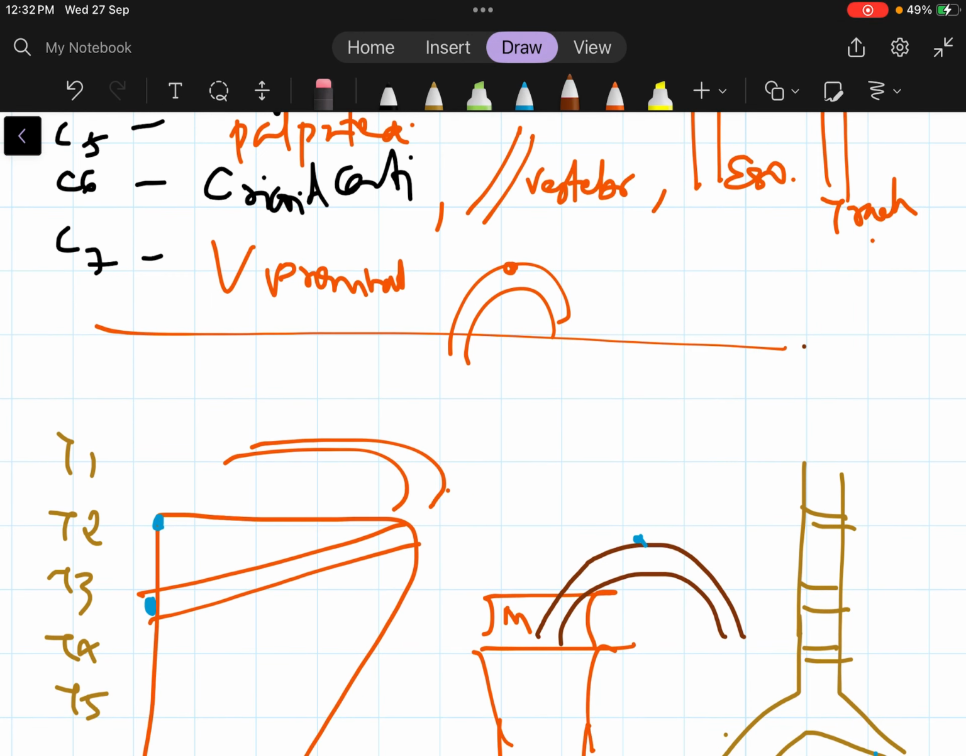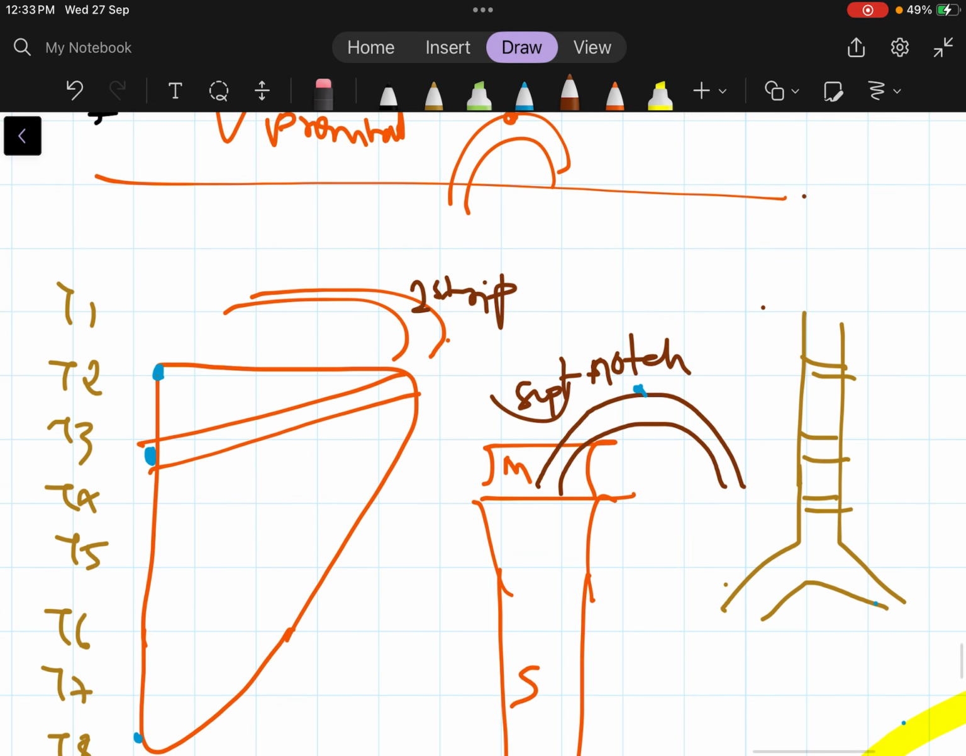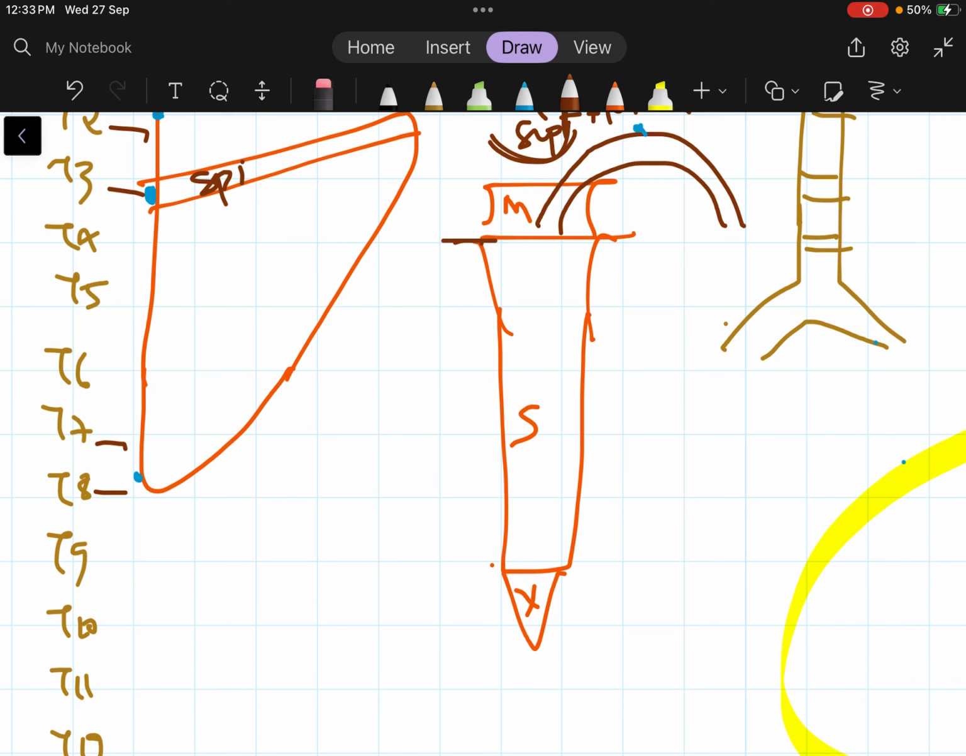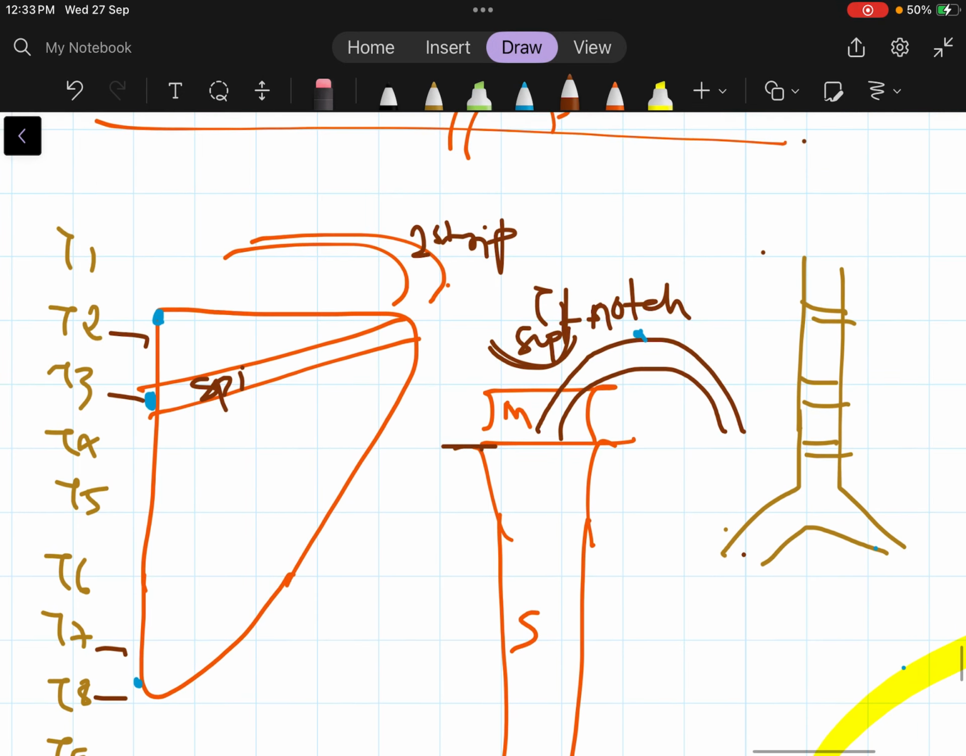Then thoracic vertebrae. At the level of T2 we have the first rib and suprasternal notch. Okay, scapula: superior angle at the level of T2, medial end of spine at the level of T3, inferior angle at the level of T7, T8. Sternum: suprasternal notch at the level of T1, junction of manubrium and sternum at the level of T4, junction of sternum and xiphoid at the level of T6.